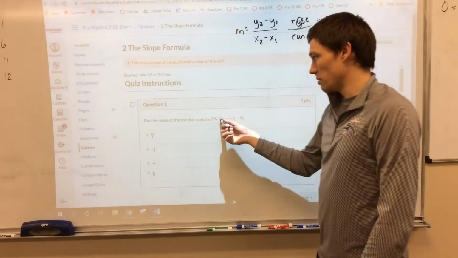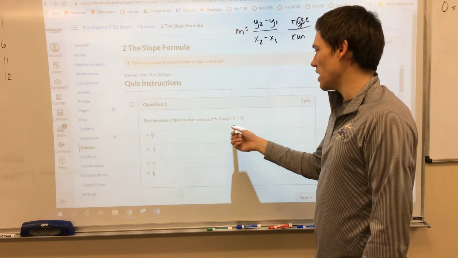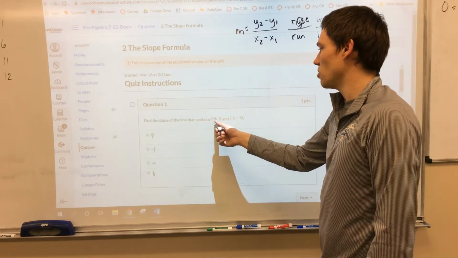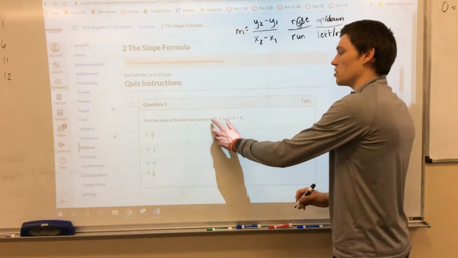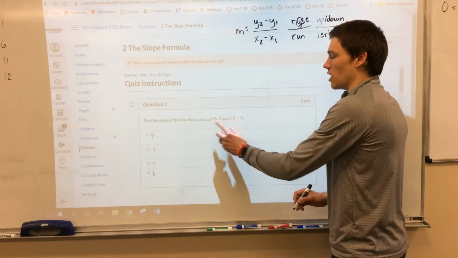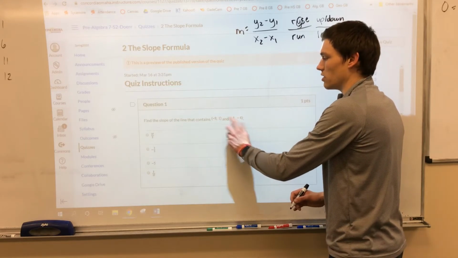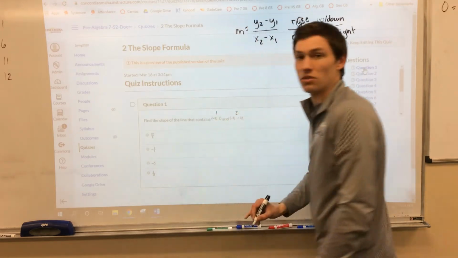So, on this one, it says the slope is negative 9, 1, negative 8, negative 4. So we're finding the slope of the line that contains those 2 points. Remember, I can call these the ones, or I can call these the ones. It doesn't matter. I'll call these ones and these 2's.